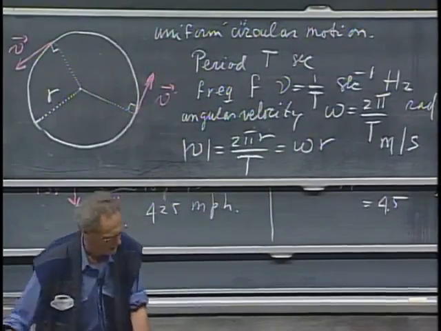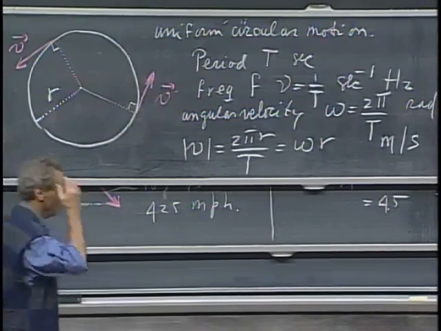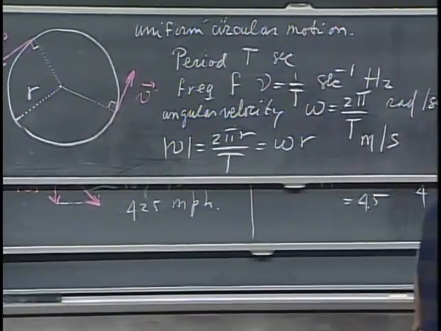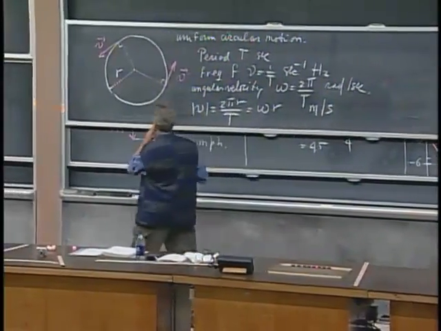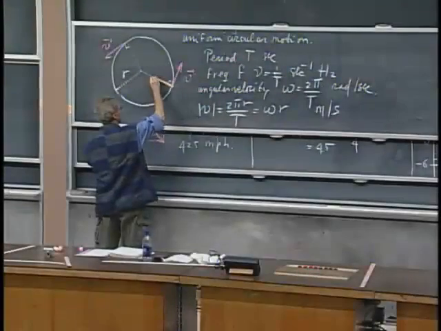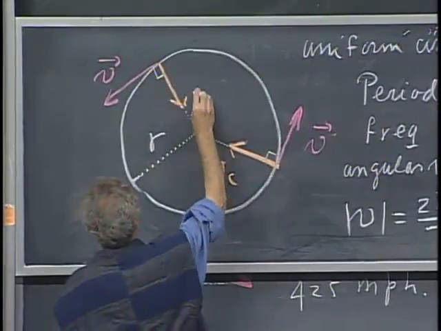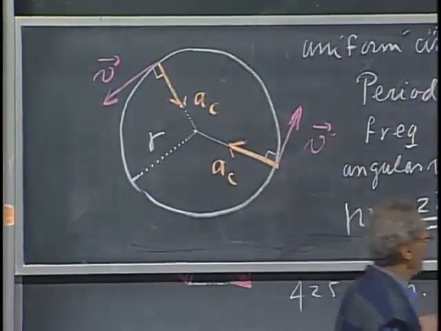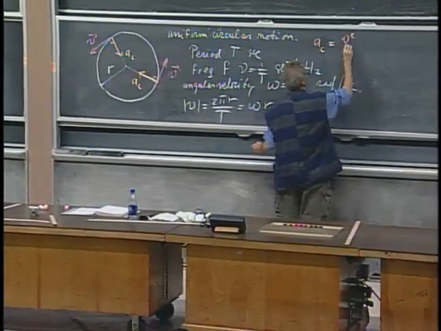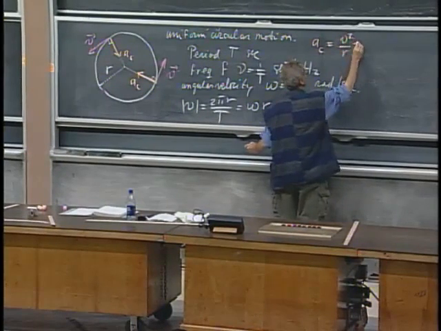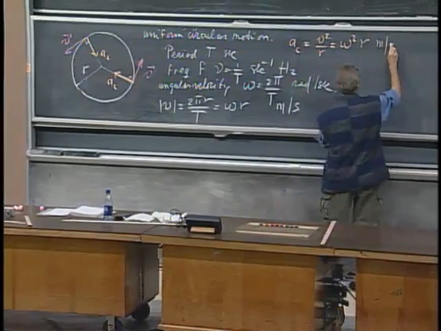All this is only possible if there is an acceleration. And the acceleration is called the centripetal acceleration. It is always pointed towards the center. A centripetal acceleration. And the centripetal acceleration, the magnitude, is v squared divided by r, which is therefore also omega squared r, and that of course is in meters per second squared.